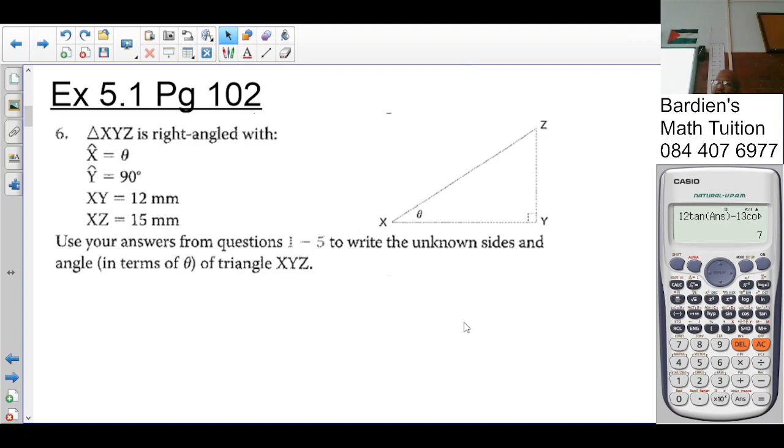So what's the first question they asked you? Go back to question 1. What did it say here? Use the theorem of Pythagoras to complete the statement. So remember, just put in the values that are given here. XY is 12 millimeters. XZ is 15 millimeters. So the first question was to apply the sides in terms of Pythagoras. Do that quickly.